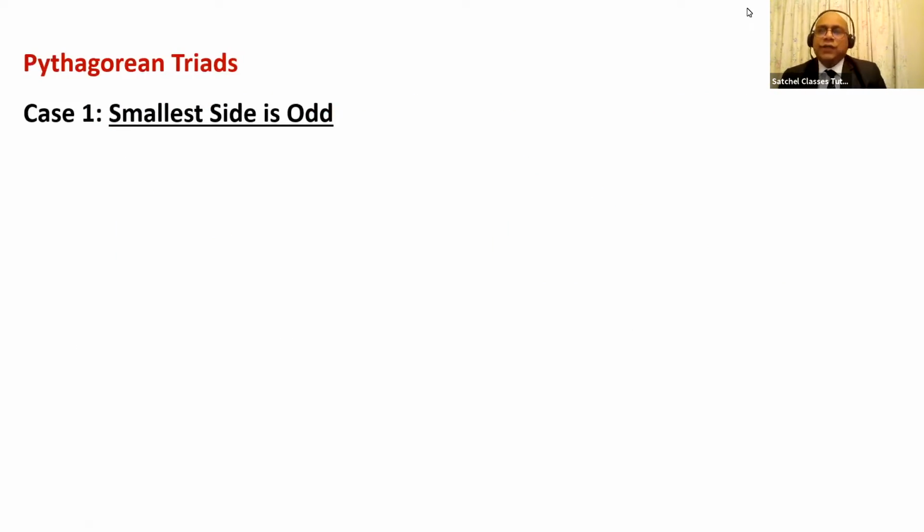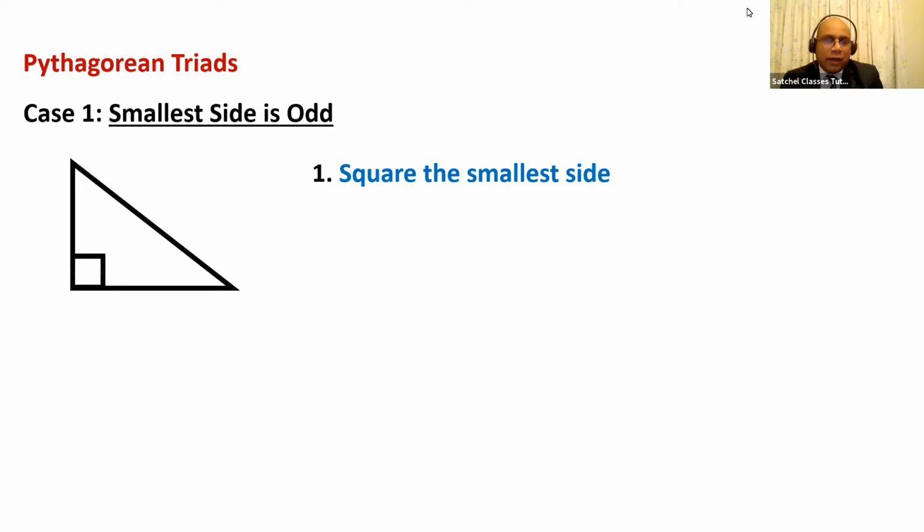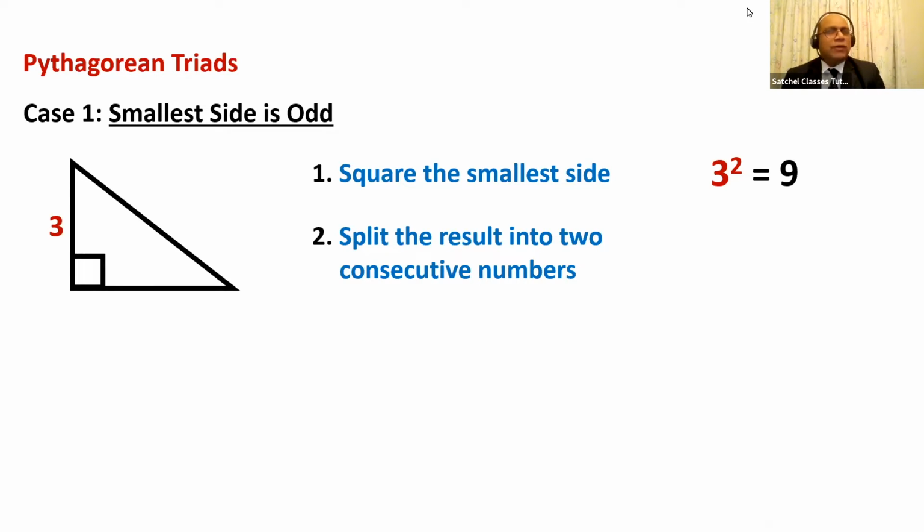Now, there's an interesting way in which you can go about finding various triads. Okay, now this is something which you'll not find in many textbooks. So listen to this carefully. There are three different cases. Okay, the first case is where the smallest side is odd. Now this is the easiest of the cases. The first step is to square the smallest side. So if the smallest side was 3, for example, that's an odd number. So you square the smallest side, 3 squared is 9. And then you split this result into two consecutive numbers. So how can you split 9 into two consecutive numbers? Well, it's 4 and 5, right? And there you go. That's a triad. 3, 4, and 5 is a triad.